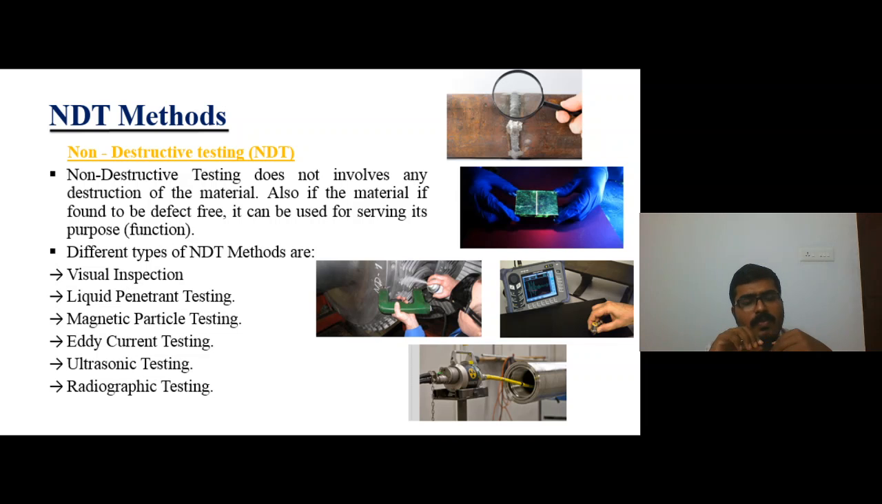As you know, in visual inspection, as the name suggests, by using our naked eye or any optical aids, we can conduct an inspection to detect only surface defects. So for surface defects, visual inspection is very good. Next one is liquid penetrant testing. In liquid penetrant testing, we use a particular liquid penetrant. Here also we can only detect surface defects. Next comes magnetic particle testing.